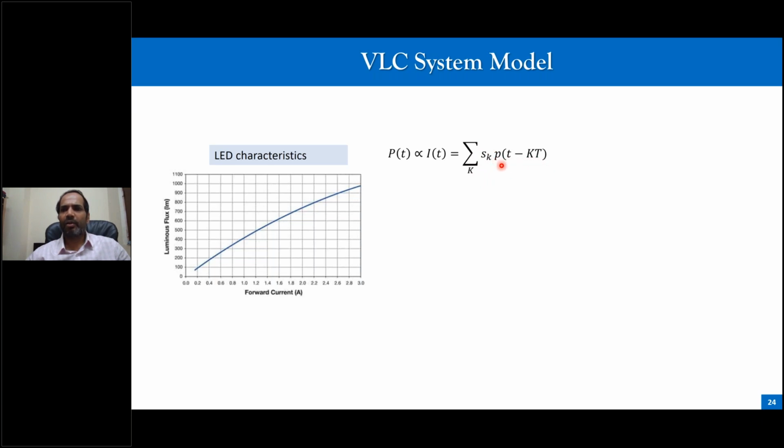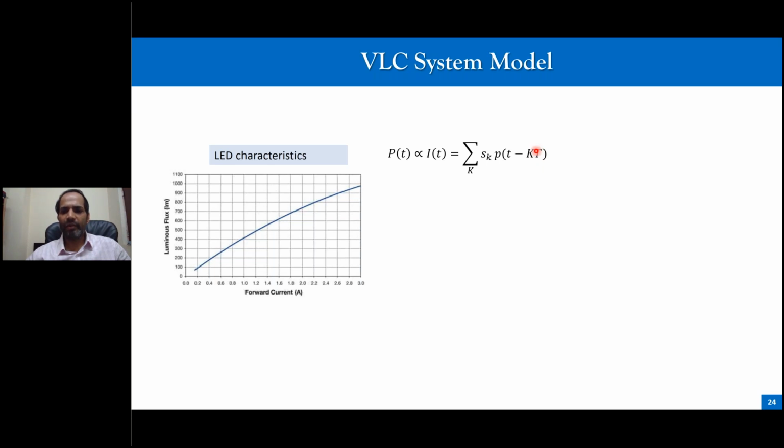p(t - kT) are orthogonal pulse shapes, right? So you have an amplitude, you multiply with a pulse shape. Then you have another amplitude and you multiply with an orthogonal pulse, right? So these pulses are shifted by integer multiples of capital T. That means you have one symbol transmitted at every capital T.